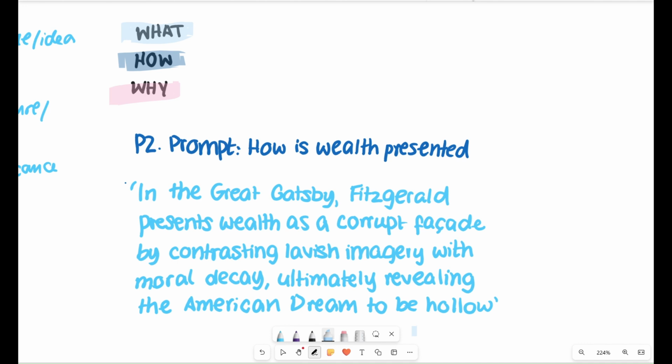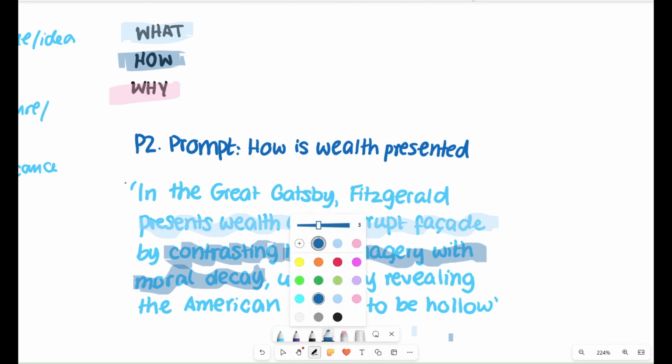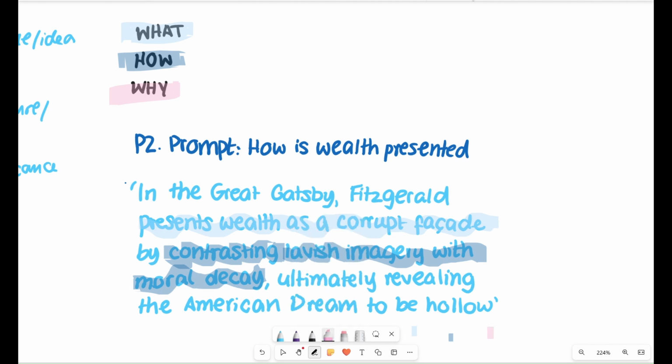So what is easy: presents wealth as a corrupt facade. Your next thing is how. How does he do it? It's a contrast, so that's your technique, between lavish imagery and moral decay. Easy, all done. The next thing is why. It reveals how the American dream was hollow. Easy peasy. It's literally one sentence and it tells you exactly what you need to know. It sets a clear direction for your essay.